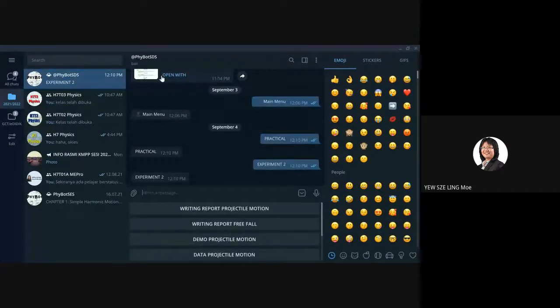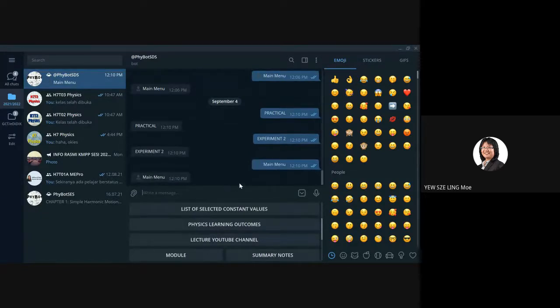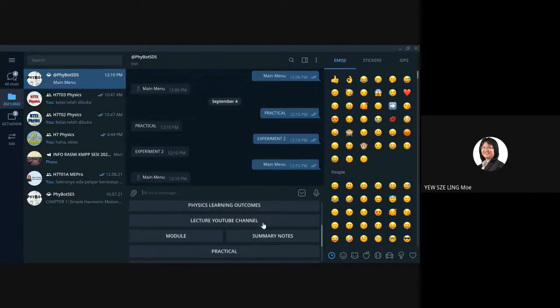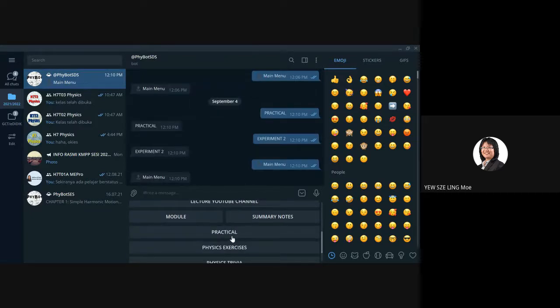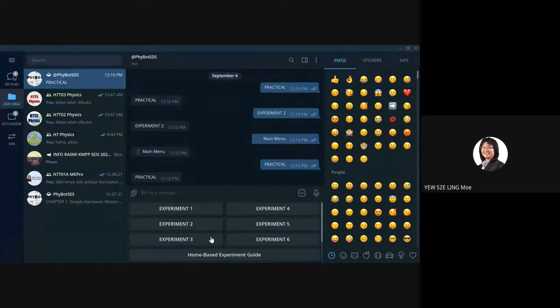Okay, so if you look at this Feedboat, this is your Feedboat SDS that I asked you guys to join at the beginning of this SEM. So you go to the Feedboat, go to practical. Okay, practical, you got the experiment 1 until experiment 6, you got home-based experiment guide and also your ebook. So the experiments that you have to do at home, we call it home-based experiment. The experiments that you're not doing at home, you do it through watching video, you copy the manual from ebook.